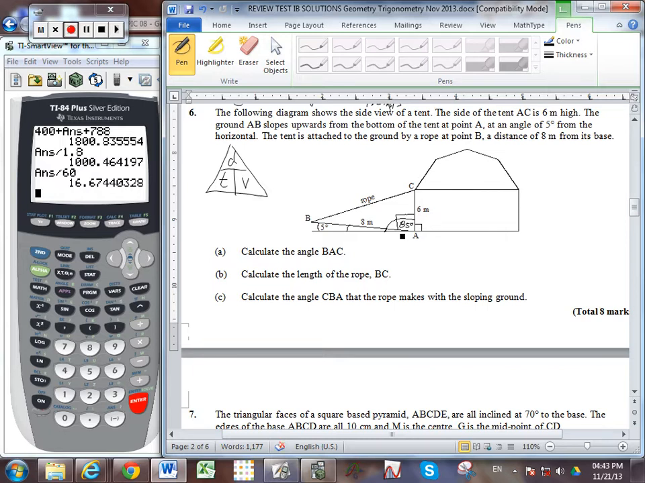So calculate the angle BAC. Oh, well, I've just done that, haven't I? It's 85 degrees. Okay, it's obviously 90, the right angle, minus the 5-degree angle below the incline. Calculate the length of the rope BC.